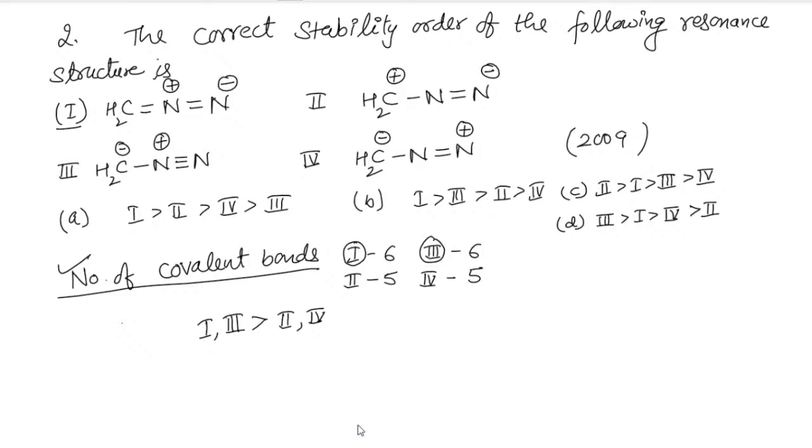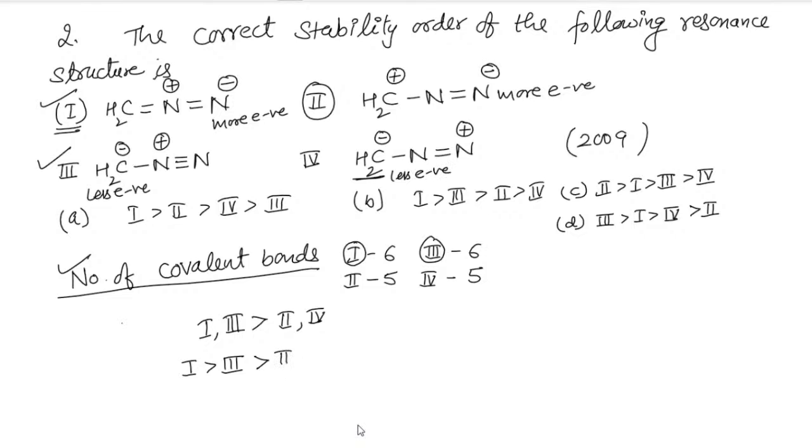In the first case, the negative charge is on the more electronegative atom, but in the third case, the negative charge is on the less electronegative atom. That means first is more stable than third. Negative charge should be on the more electronegative atom. Now come to second and fourth. Which one is more stable? It is very easy. In the second case, the negative charge is again on the more electronegative atom, and in the fourth case it is on the less electronegative atom. Again, second is greater than fourth.